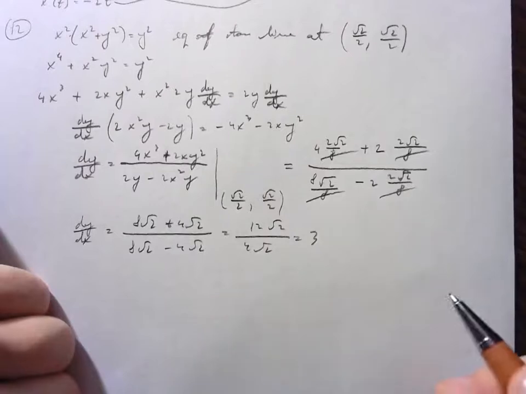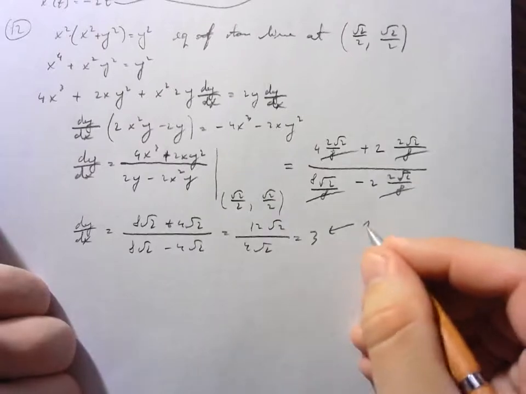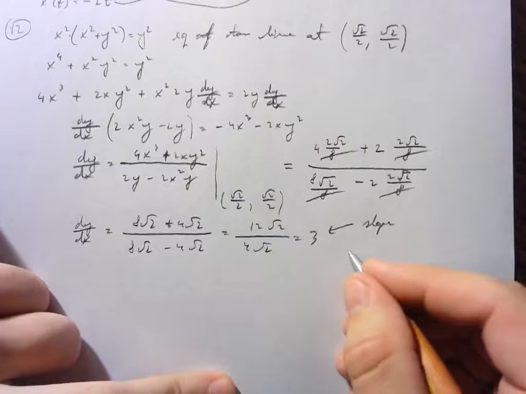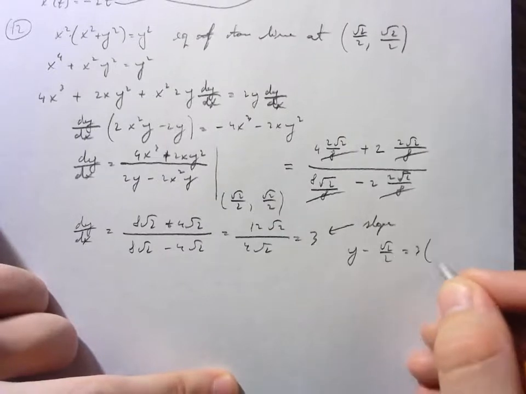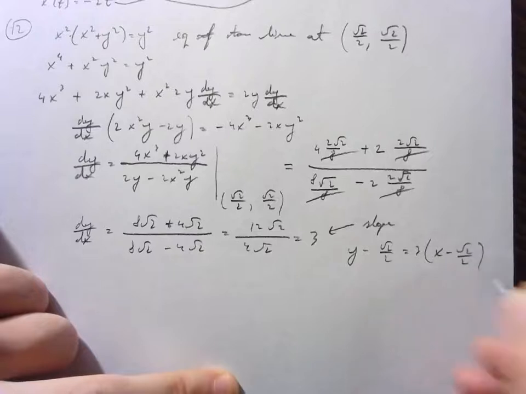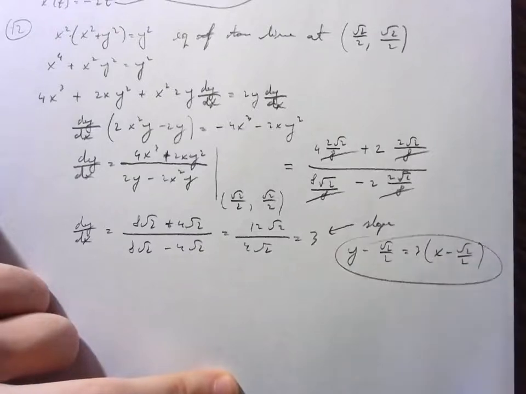All the roots cancel very nicely. So this is my slope. That means the equation of the line is y minus root 2 over 2 equals 3 times (x minus root 2 over 2), and we are done. That's it.